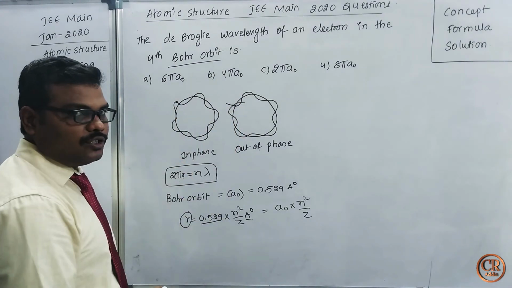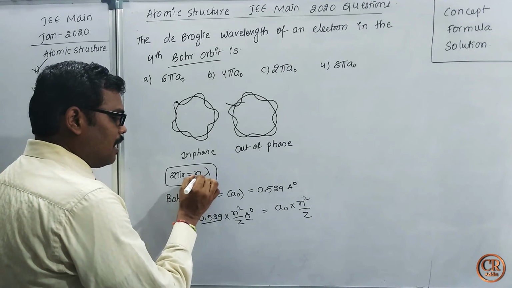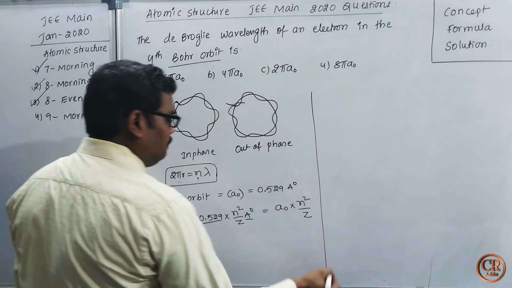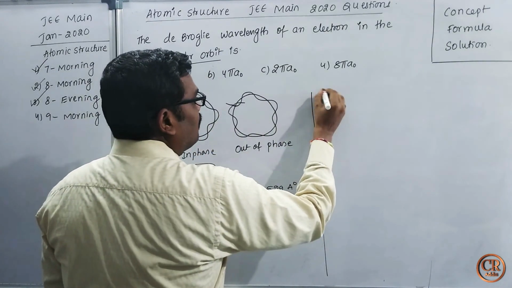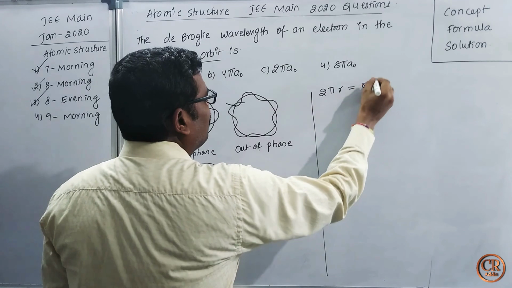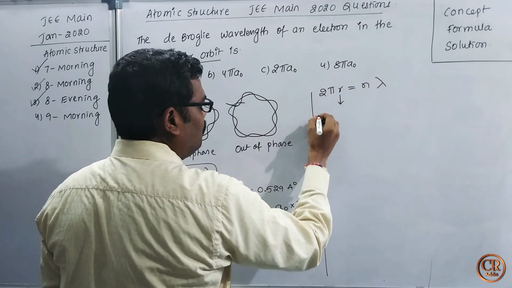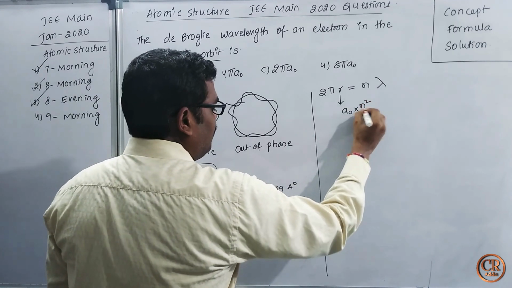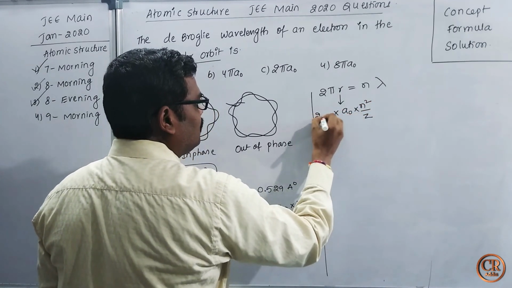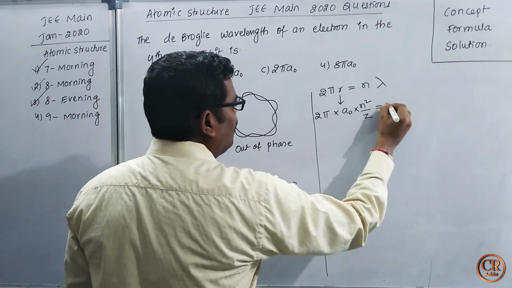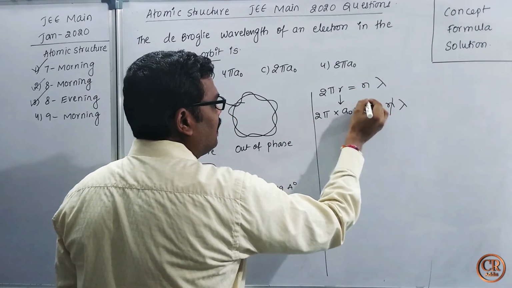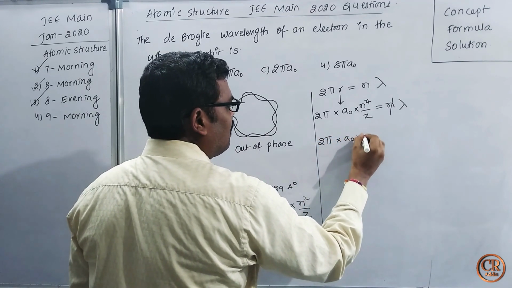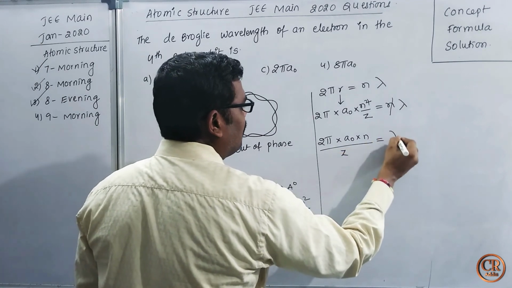This circumference 2 pi r is equal to the number of waves made by an electron. See here, 2 pi r is equal to n lambda. Now the r value here is A0 into n square by Z. This is 2 into pi is equal to n lambda. So here n and n square cancel, we get 2 pi into A0 into n by Z is equal to lambda.